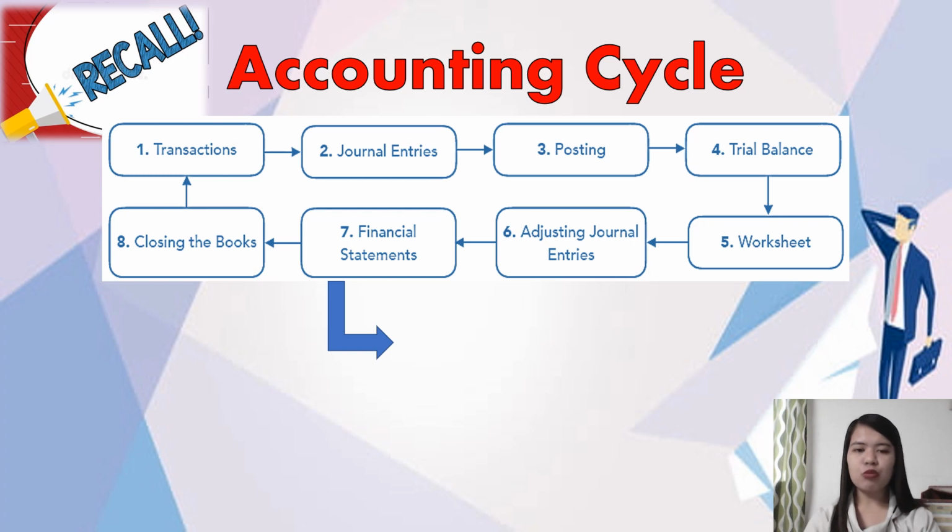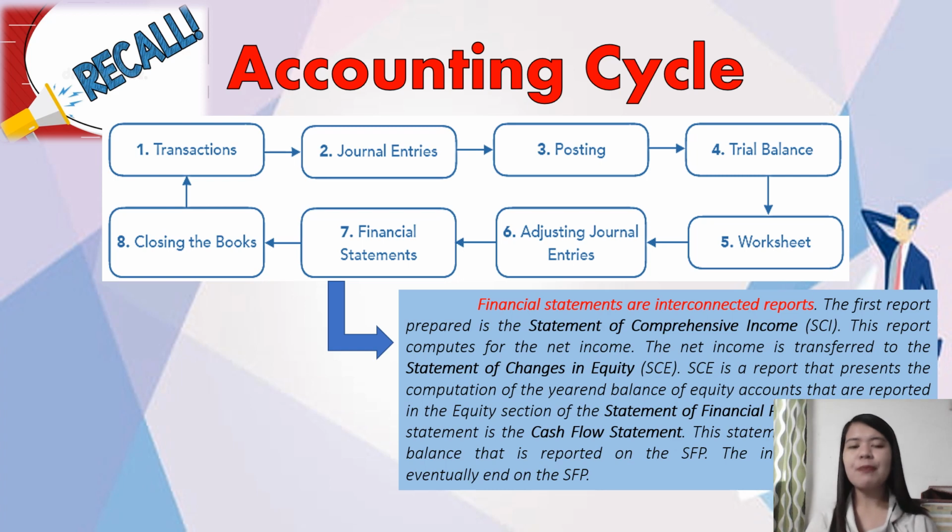For FABM2, the focus of our discussion will be about the preparation of the financial statements. Financial statements are interconnected reports. How? The first one to be prepared is the SCI or the Statement of Comprehensive Income. This is for the computation of the net income. Then, the net income will be transferred to the SCE or the Statement of Changes in Equity.